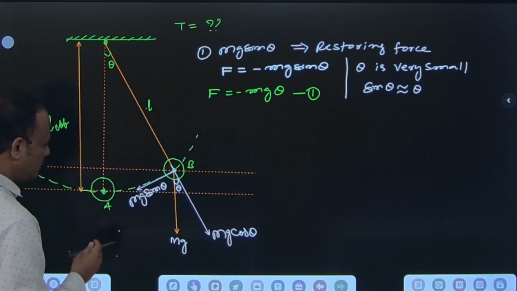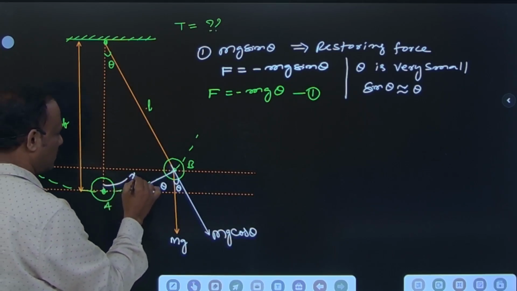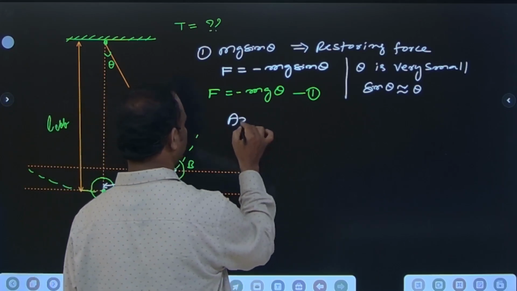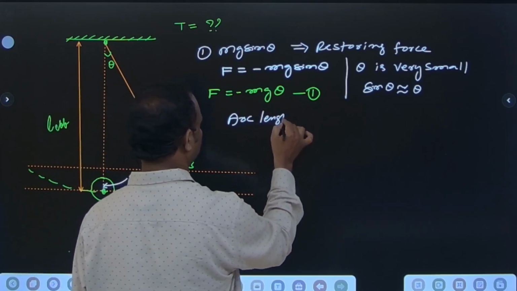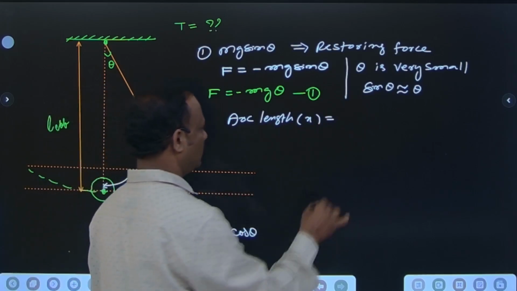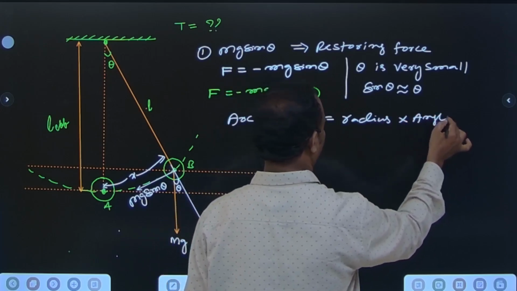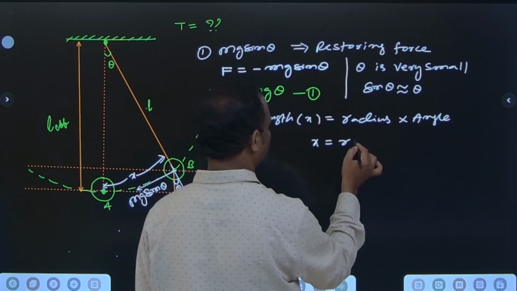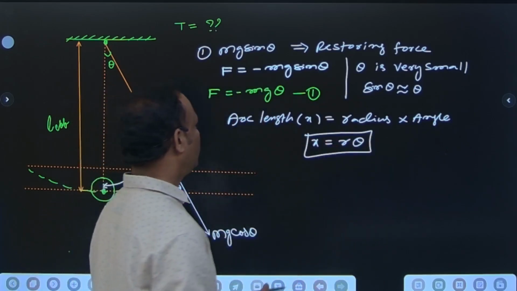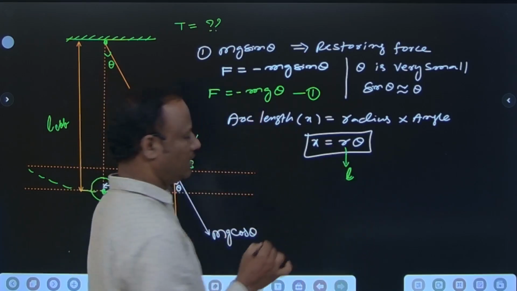Now from this position to here is called what? It's an arc, correct? Arc length is x. So arc length x is equal to radius into angle. Radius is r, angle is theta. So x is equal to r into theta. What's r? It's L, the length of the pendulum.